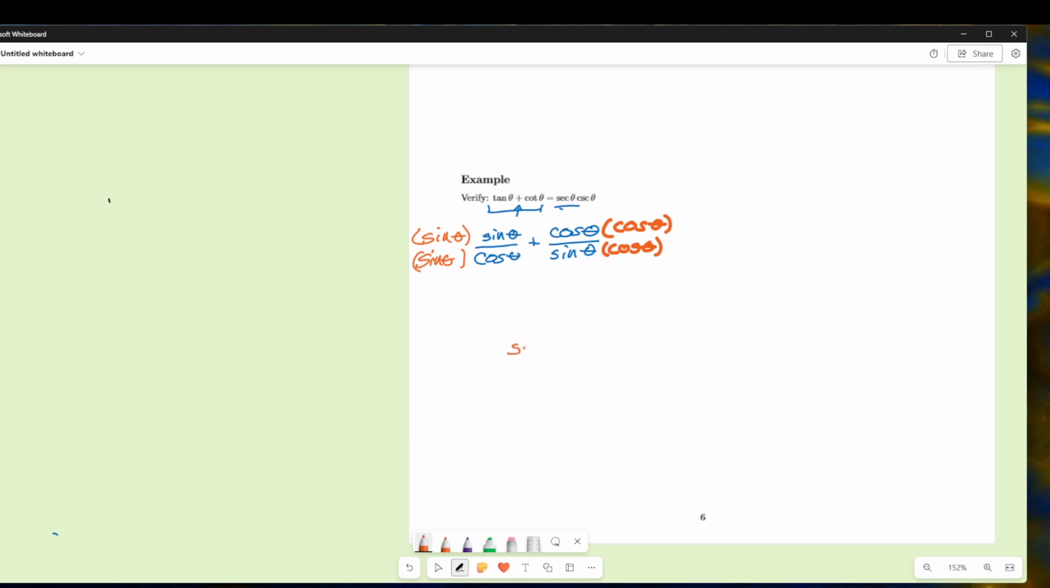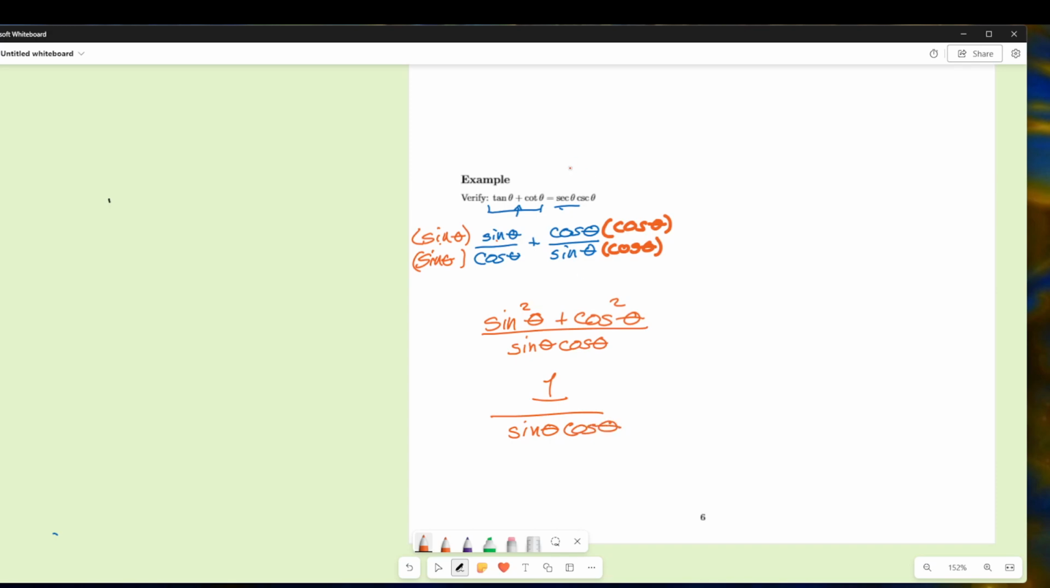So that's going to give us a denominator of sine theta cosine theta. But look at our numerator. Sine times sine is sine squared theta, plus cosine times cosine is cosine squared theta. And, oh my gosh, what's sine squared theta plus cosine squared theta? I heard you all shout 1 all at once, which is great. So we have 1 over sine theta times cosine theta.